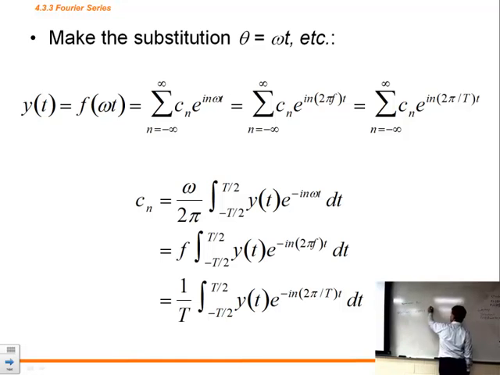And that's 4 over pi times sine of 2 pi ft plus 1/3 sine of 3 times that, which is 6 pi ft, plus 1/5 sine of, what's the next one? 10.